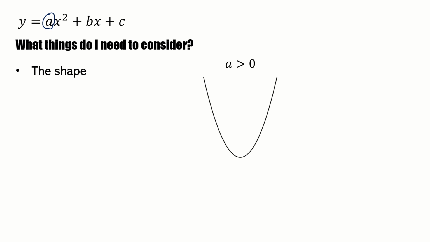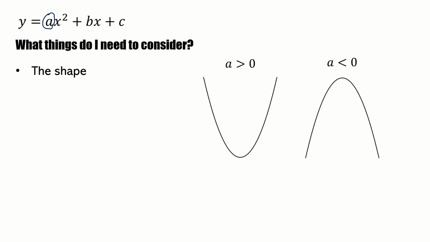But if the coefficient of the x squared term is negative, well, the quadratic shape is going to be upside down. So instead of having a U shape, you have an upside down sort of U shape going on. So that's something to bear in mind, because you can instantly tell what sort of thing you should be drawing just by looking at that number in front of the x squared.